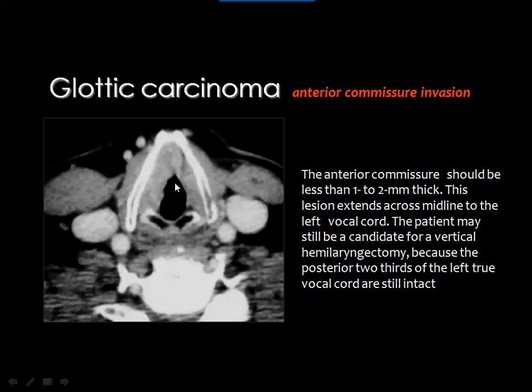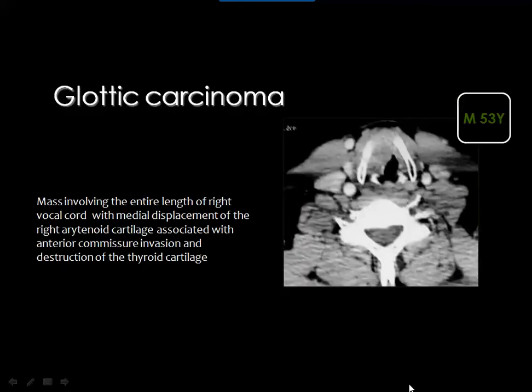Whenever it is normal, the thickness of the anterior commissure should not exceed a few millimeters, 2 or 3 millimeters, the distance between the cartilage and the air. This is the thickness of the anterior commissure. But here you can see the anterior commissure is more than 1 centimeter, meaning that there is involvement of the anterior commissure. And this is also a glottic carcinoma.